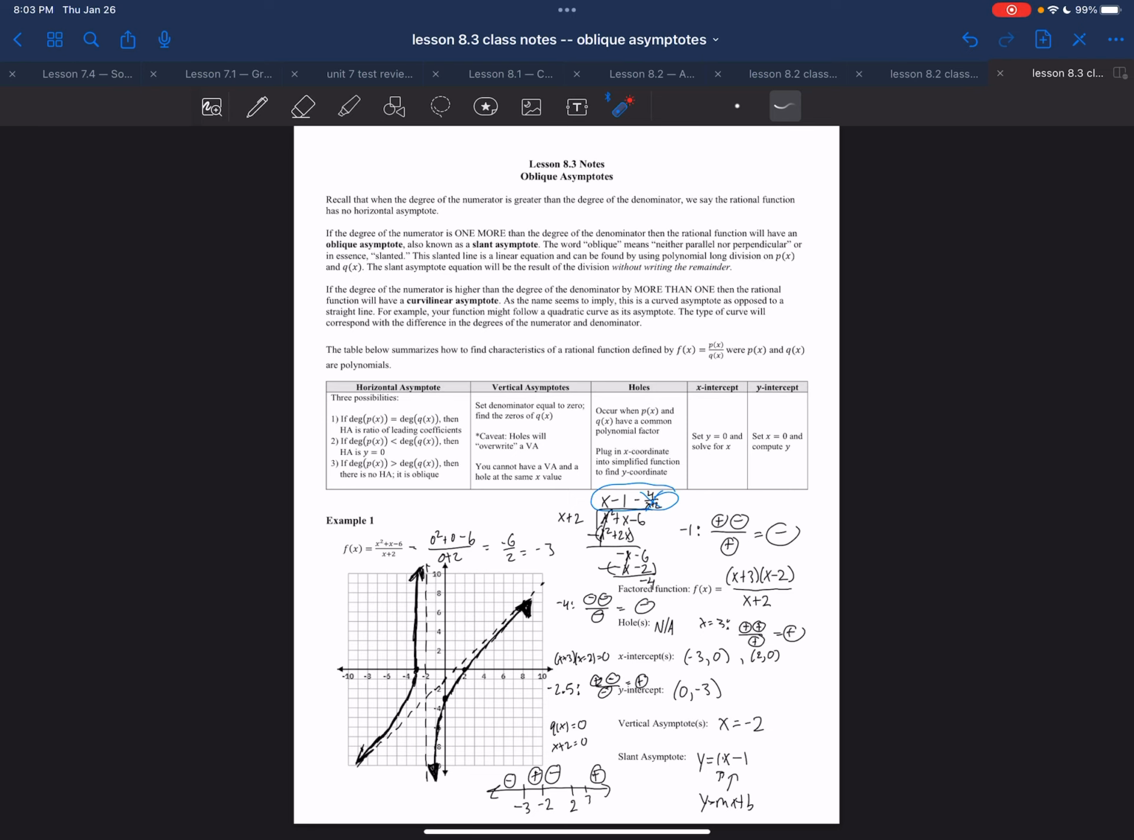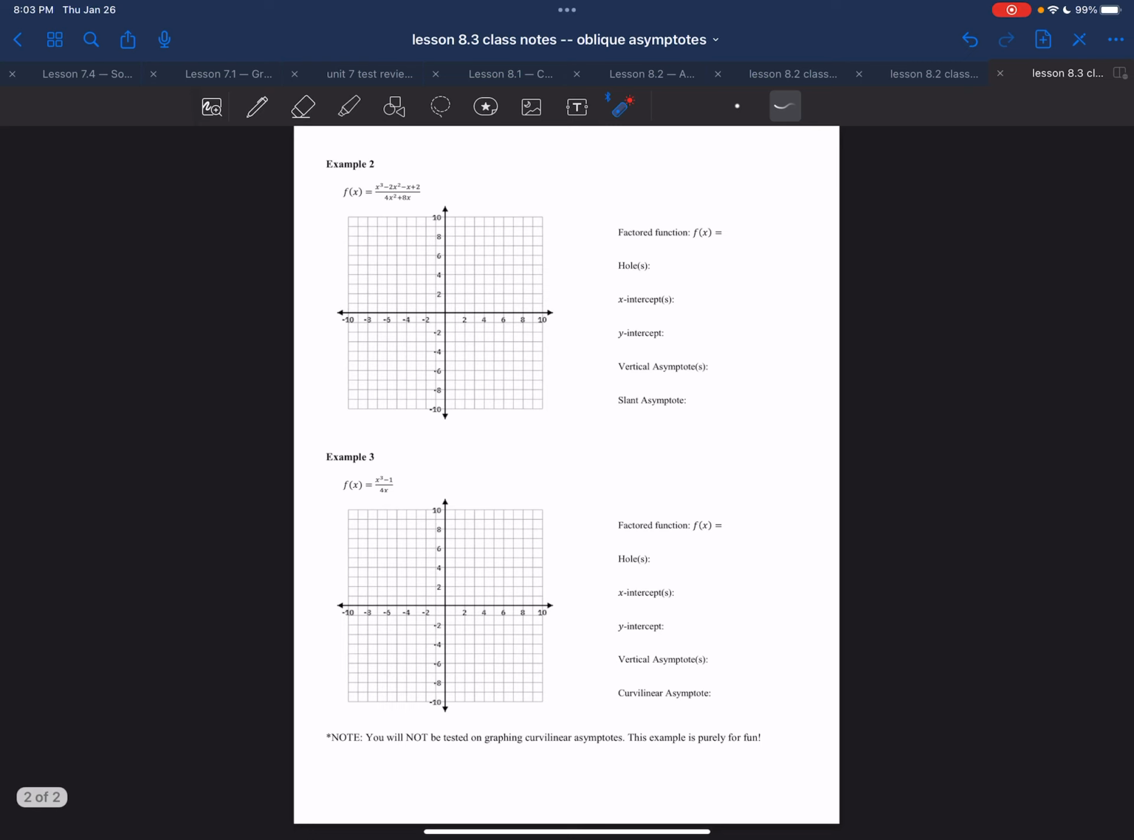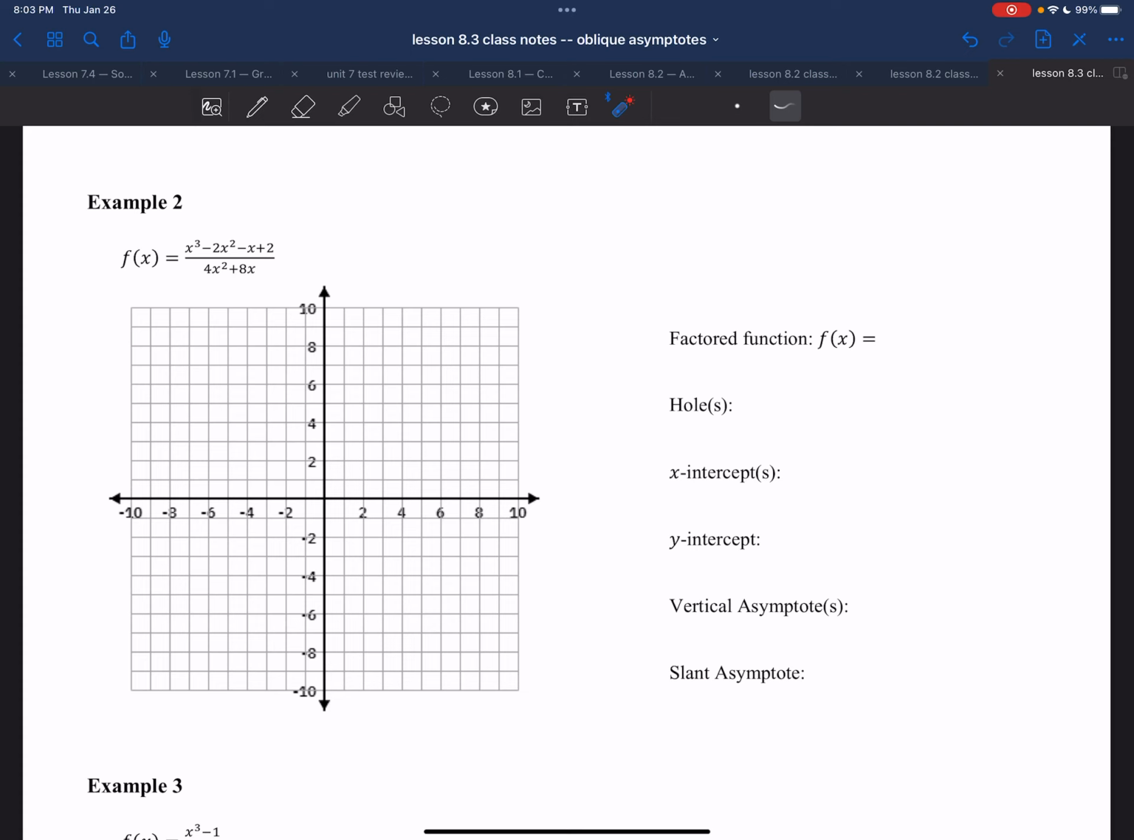But I thought I'd have some fun here and do a couple more problems. Literally just for fun, okay? Just for kicks, as they say. So, let's do example 2. This is a more complicated function, so it's just more fun.